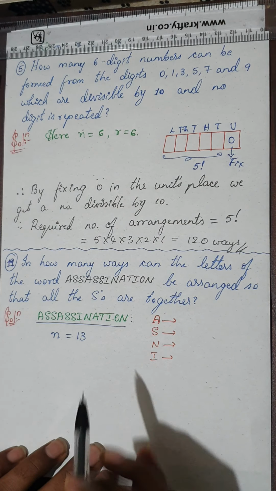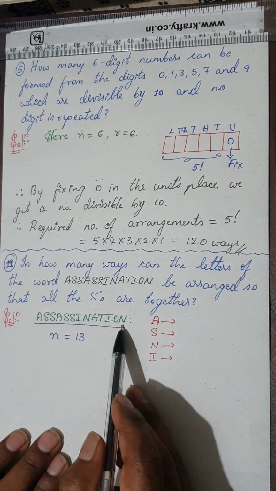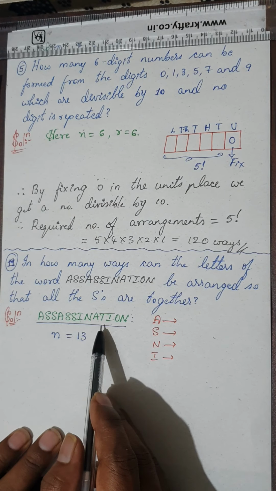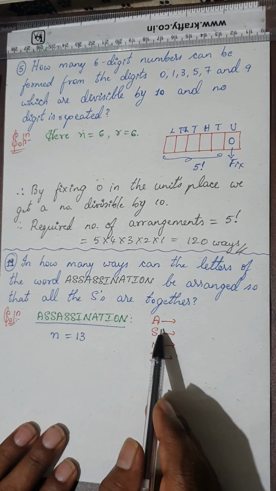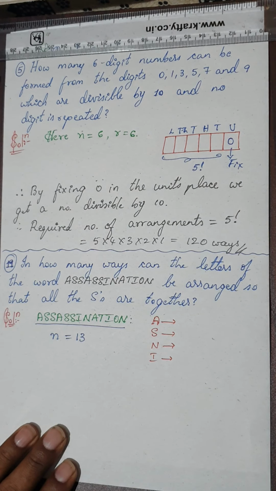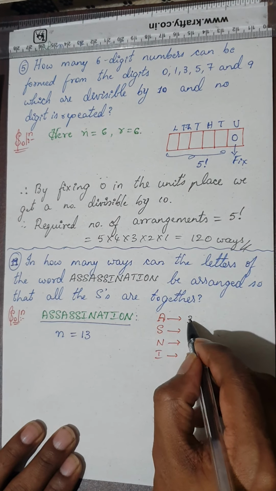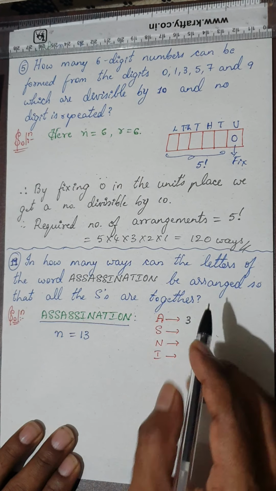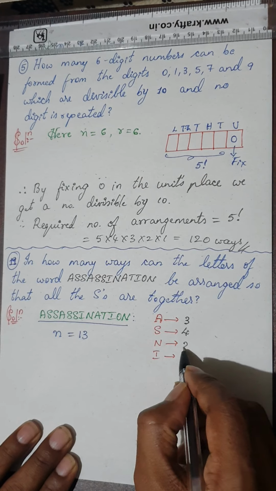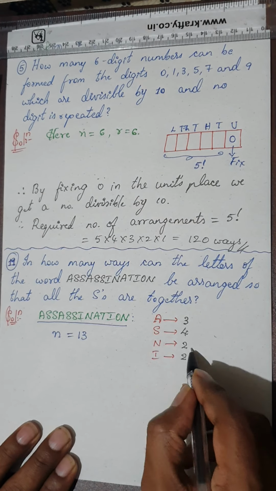Now look here, the word given is ASSASSINATION: A-S-S-A-S-S-I-N-A-T-I-O-N. You can check here, there are 13 letters in total in this word. Out of these, let us check the repeated letters. A is repeated 1, 2, 3 times, so A is repeated thrice. How many S's are there? 1, 2, 3, 4. So there are 4 S's. How many N's? 2 N's. And how many I's? 2 I's. So these many letters are repeated.